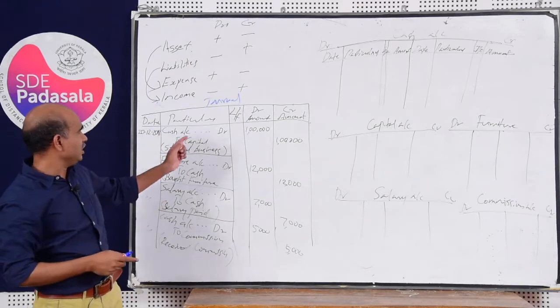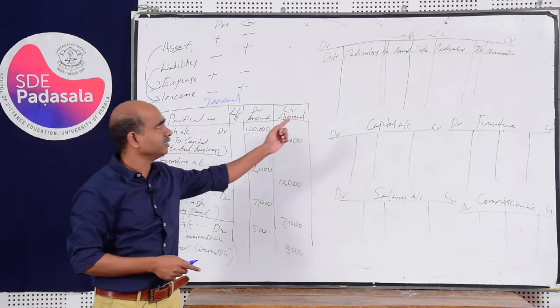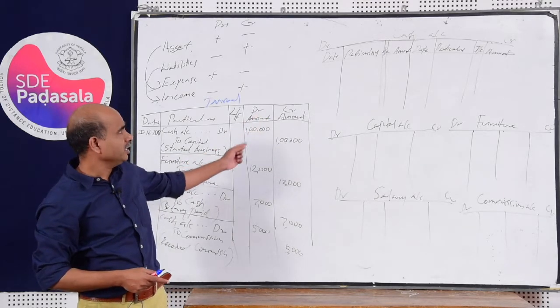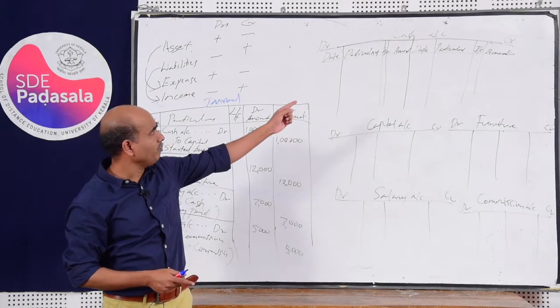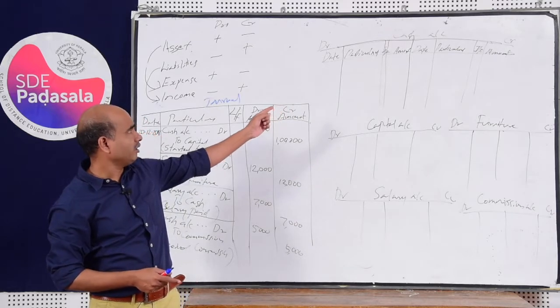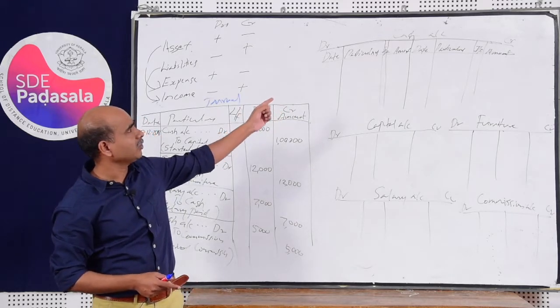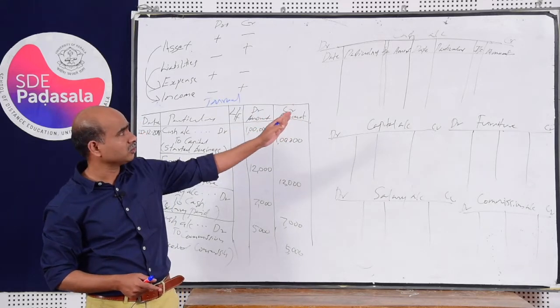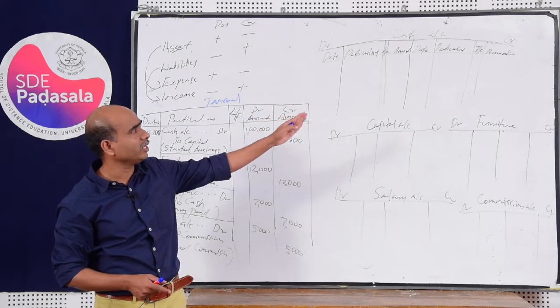So, the first ledger is cash. Ledger is not the same as the journal book. It is written in a T form, and on the left hand side there is a date, particulars, journal folio and amount column. On the right hand side also there are the date, particulars, journal folio and amount columns.